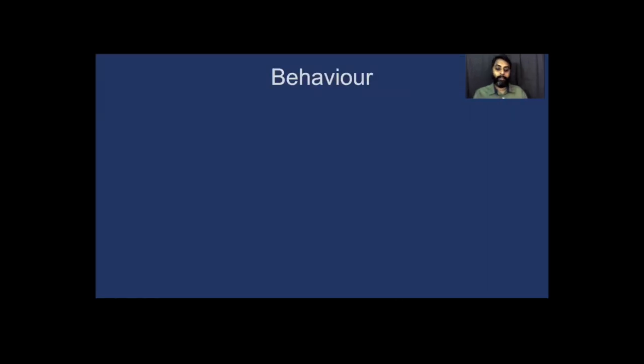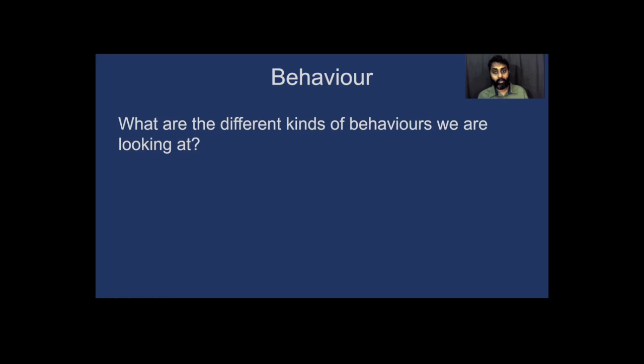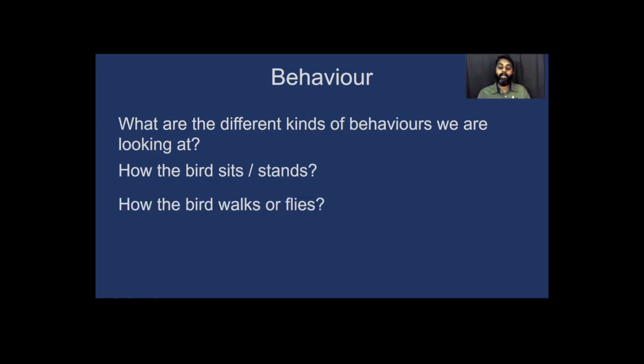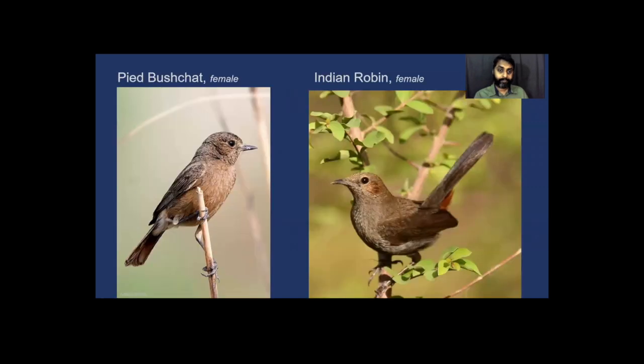Let's look more into behavior. What kind of behavior are we talking about? We are looking at how the bird sits or stands. These are called posture. How they sit, how they stand, how the bird walks, or how they fly. What are the different flight patterns, and what they eat and how they eat. So let's take an example.